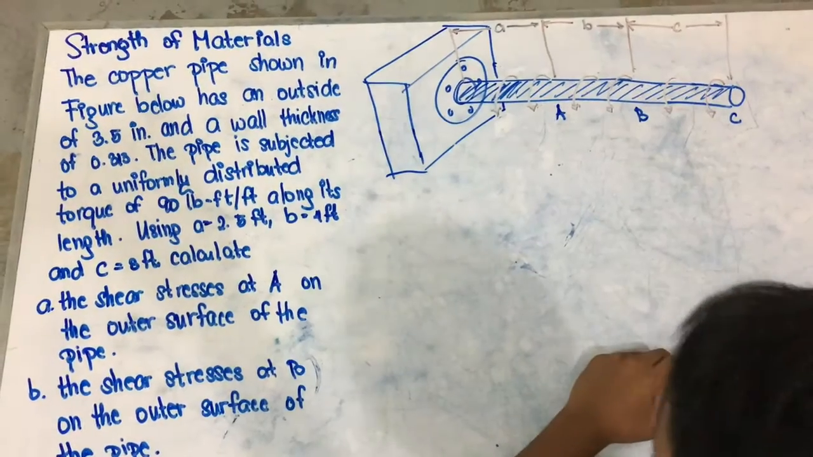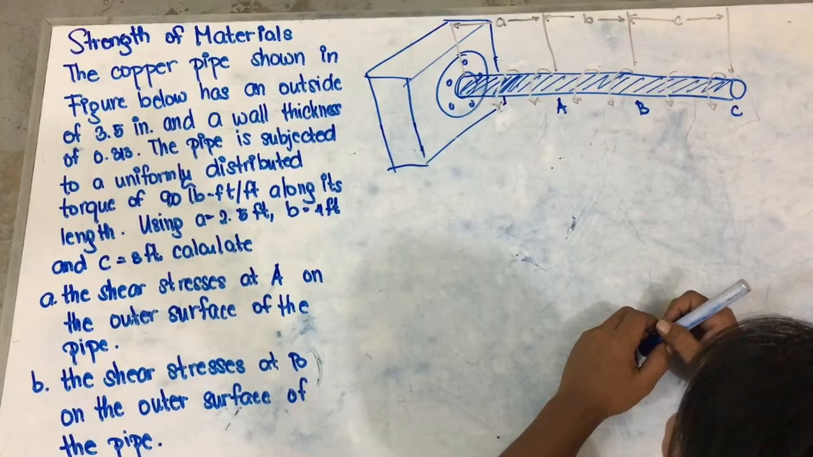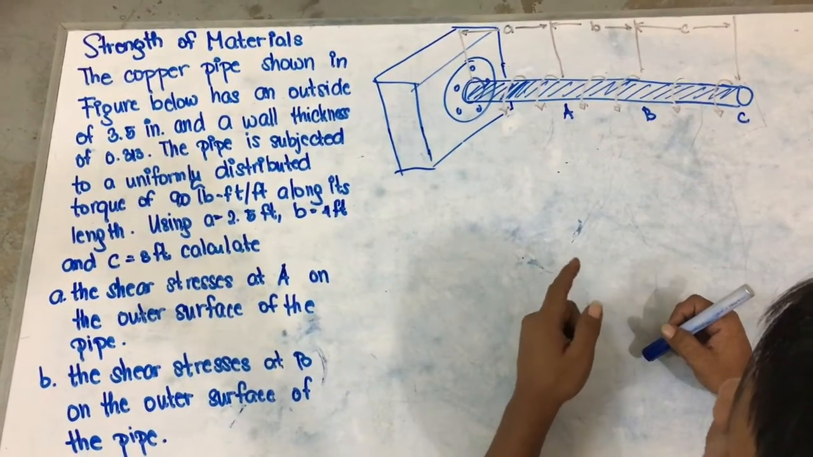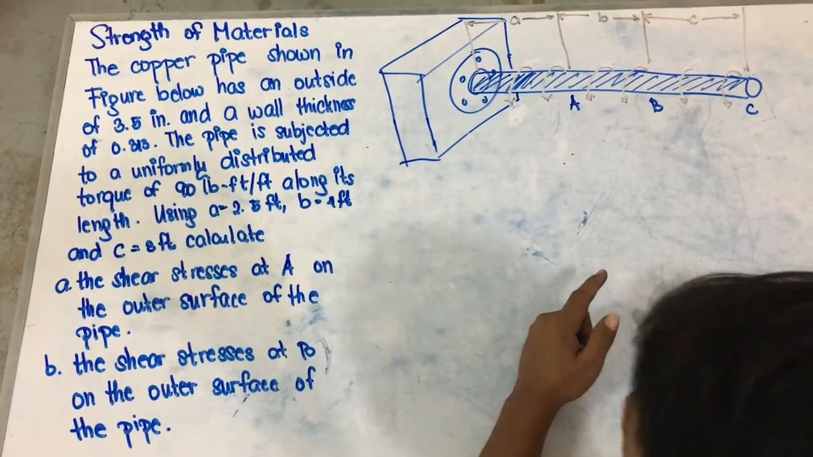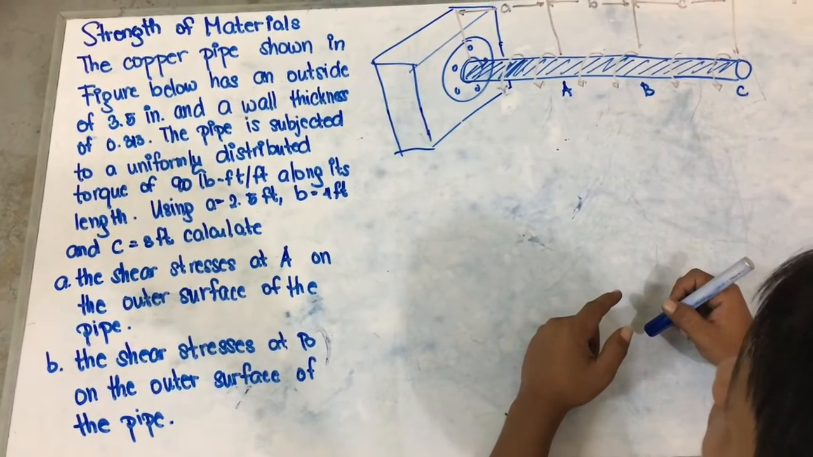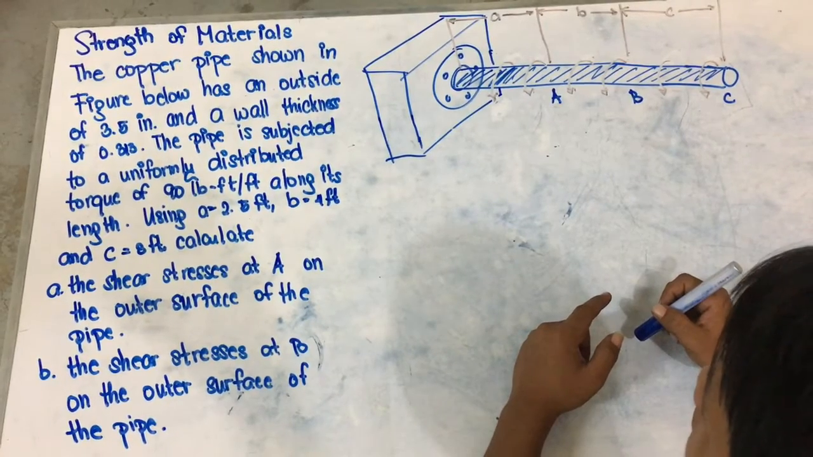The topic is strength of materials in torsion, and we have an example here. The first example is a copper pipe shown in the figure below, with an outside diameter of 3.5 inches and a wall thickness of 0.313 inches. The pipe is subjected to a uniformly distributed torque of 90 pound-feet per foot along its length.